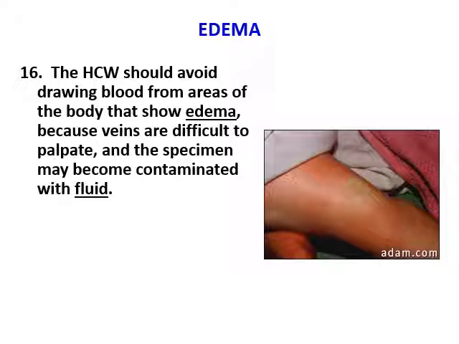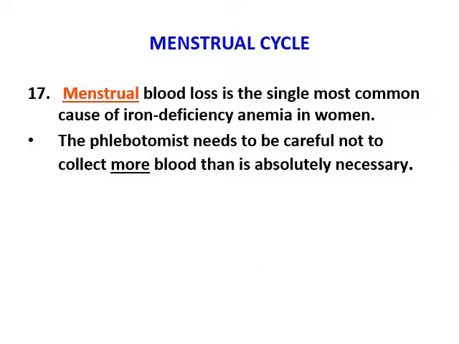Okay, then talking about edema or swelling. If you look at this picture, you see that kind of white indented area right there that looks like a circle. That's where you can see some edema showing up. You always want to avoid drawing blood from any area that you can see that is visibly swollen, okay? Because that fluid can contaminate your specimen and give you erroneous results.